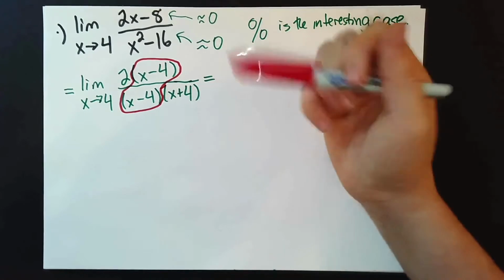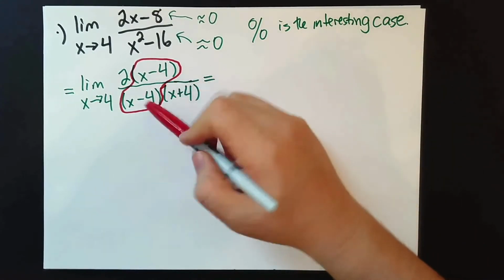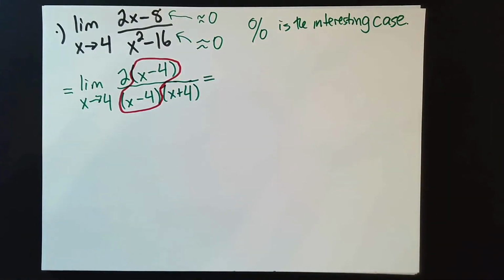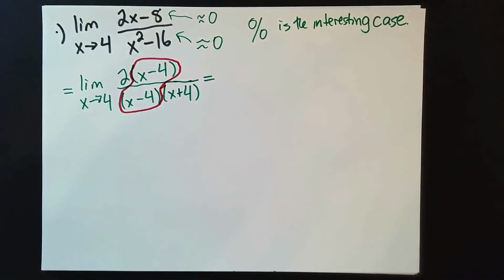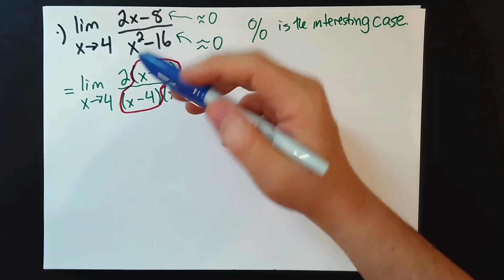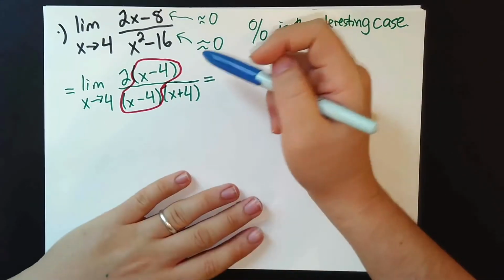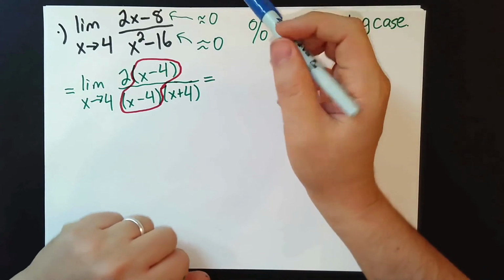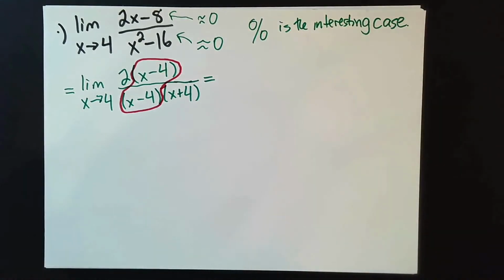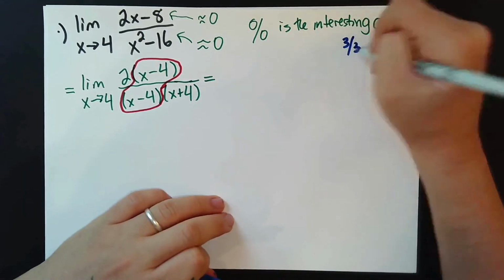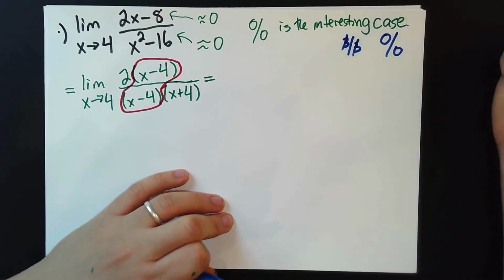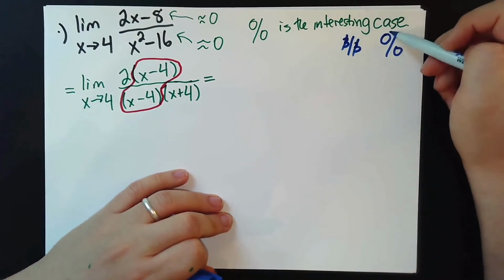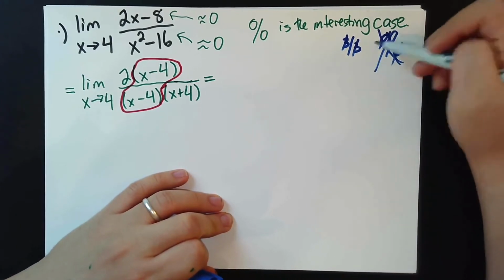So what do I want to do? I want to cancel these two. Now, we talked a bit before about how you can kind of cancel them, but you kind of can't cancel them. And here's why. If you have 3 over 3, you're allowed to cancel the 3's. If you have 0 over 0, you are emphatically not allowed to cancel the 0's.